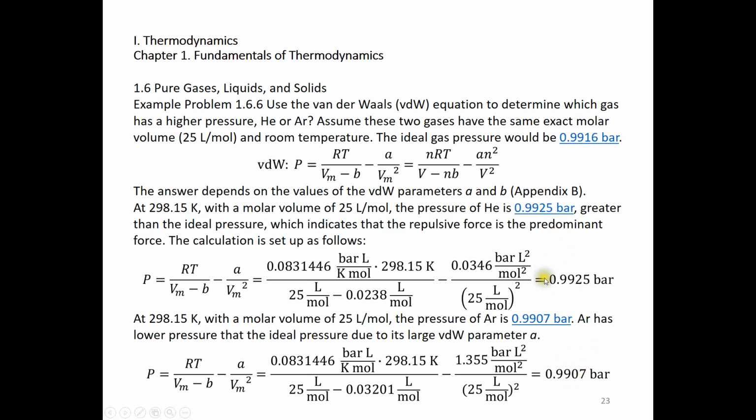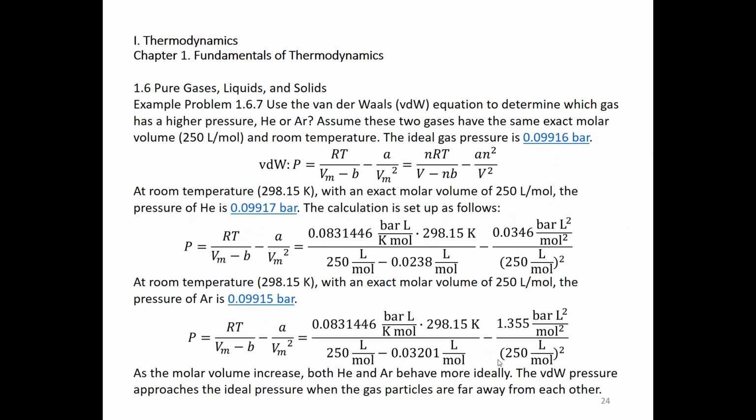So for helium, its Van der Waals pressure is greater than the ideal gas pressure. For argon, it's a little smaller. This is a little smaller than the ideal gas pressure, mainly because of the large attraction between argon atoms.